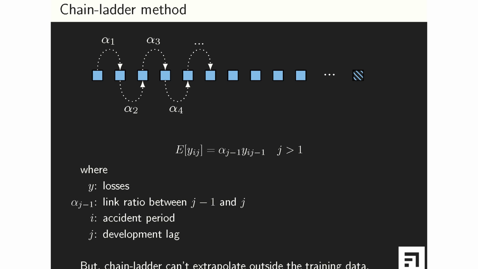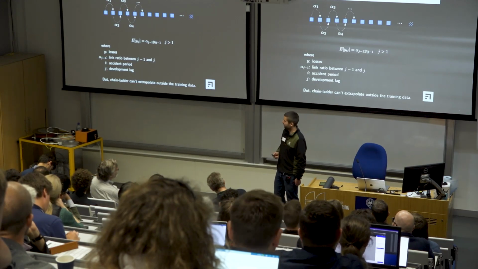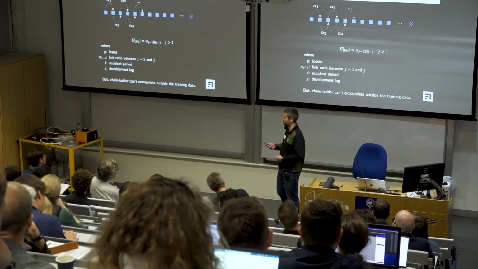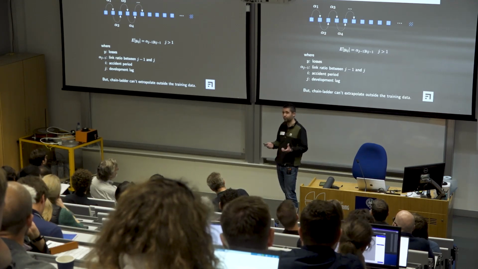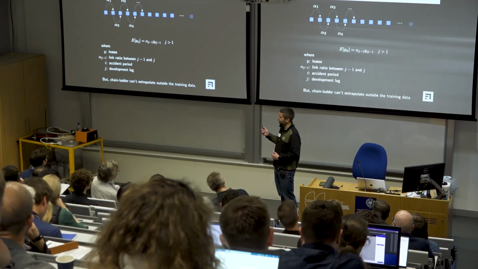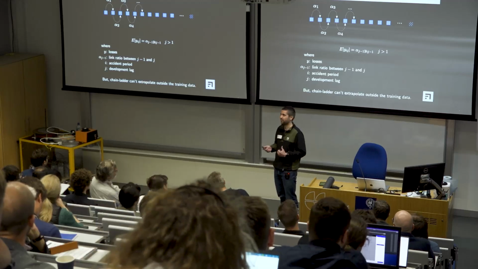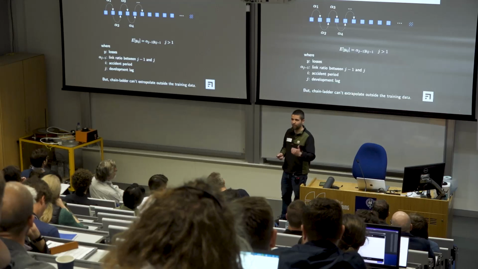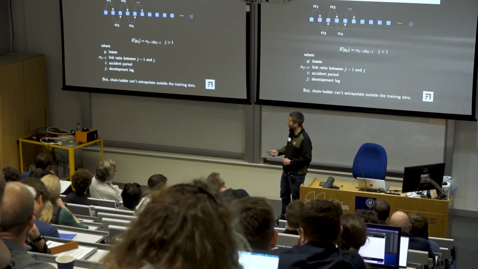The most common method by far in insurance modeling is the chain ladder method, which tells us that the expected value of losses for an accident period I and development period J is the previous losses multiplied by some scalar factor, alpha in this case. And alpha is the link ratio between development period J minus 1 and J. And so this is really flexible because we're just estimating this vector of multiplicative factors. But the chain ladder method is only applicable within the training data. So development periods outside of the training data that we might need to estimate to get to ultimate loss, it can't extrapolate outside that domain.